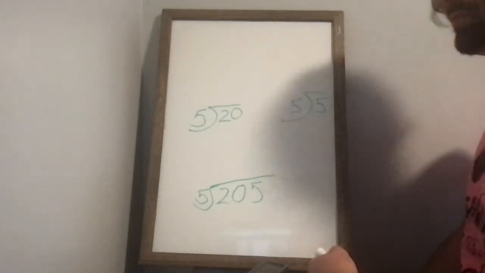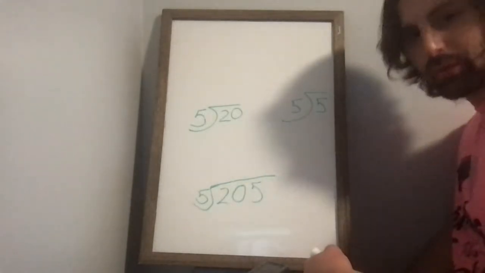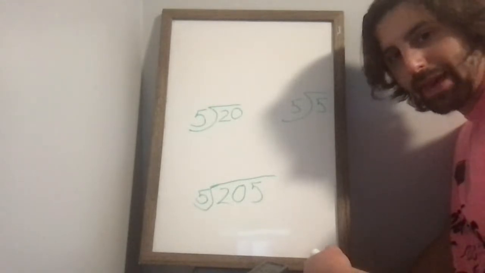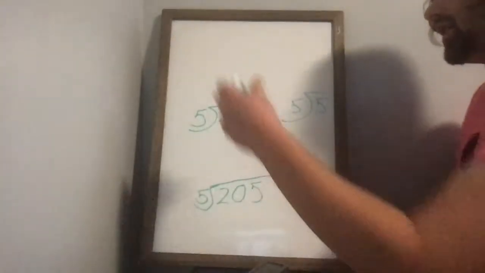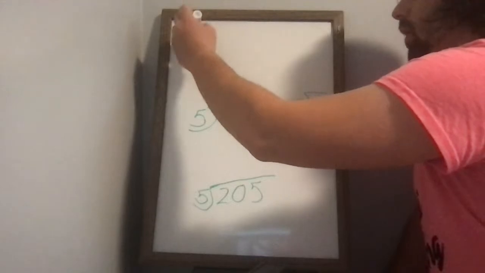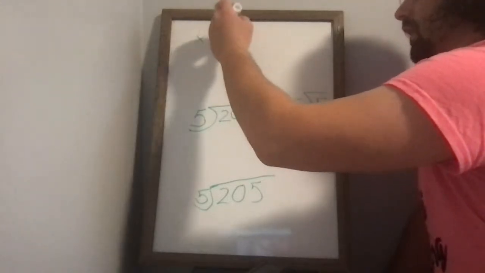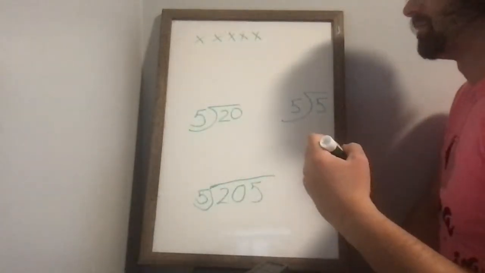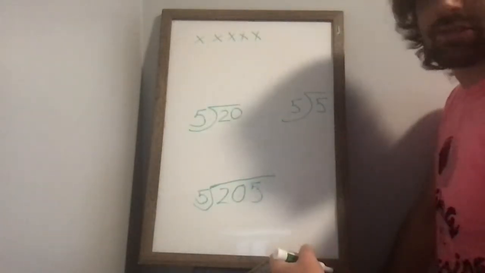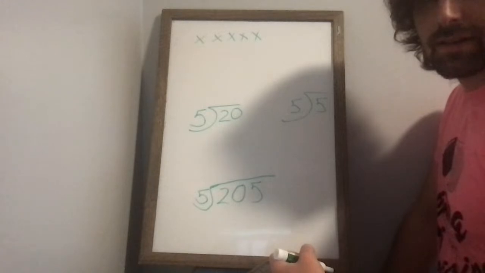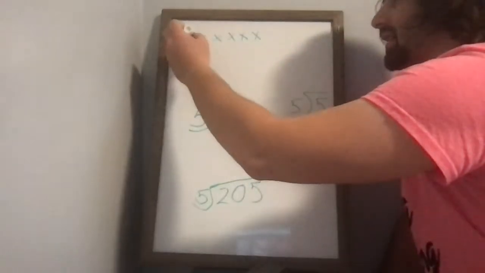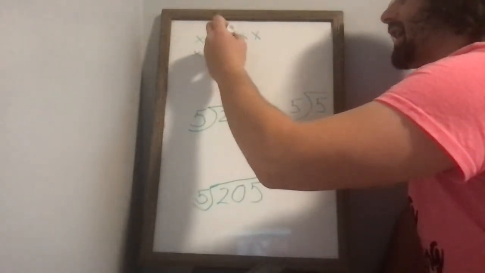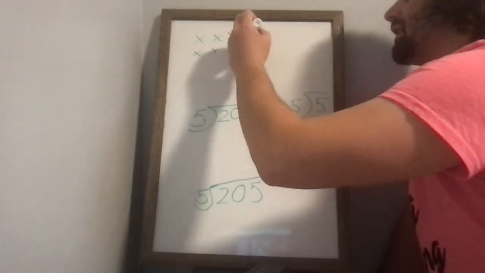So what I'm going to do is make an array with 20 total x's, but I'm going to make that array in groups of 5. So here we go. 1, 2, 3, 4, 5. That is one group of 5 x's. I'm going to keep going now. 6, 7, 8, 9, 10.